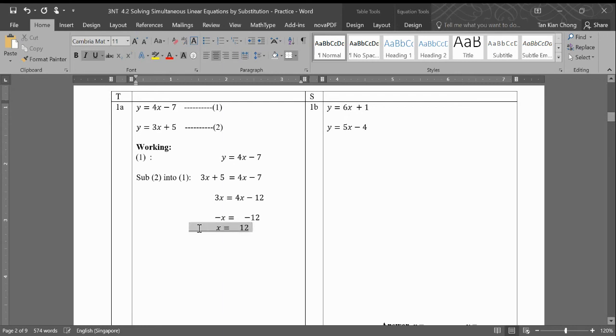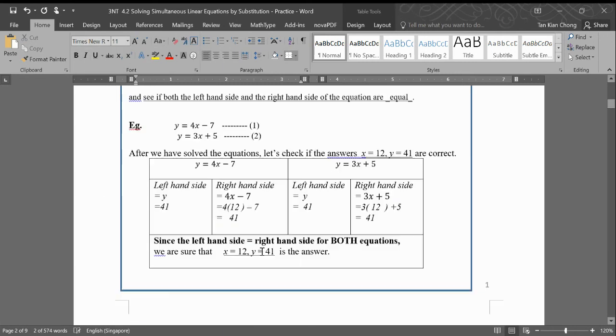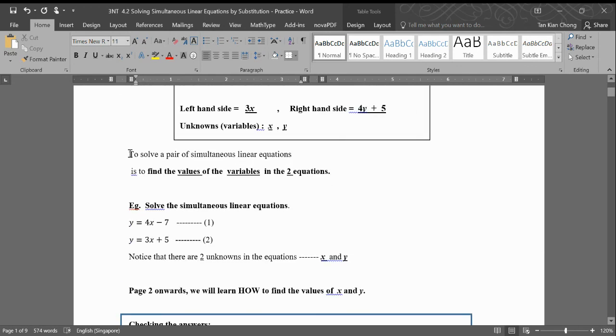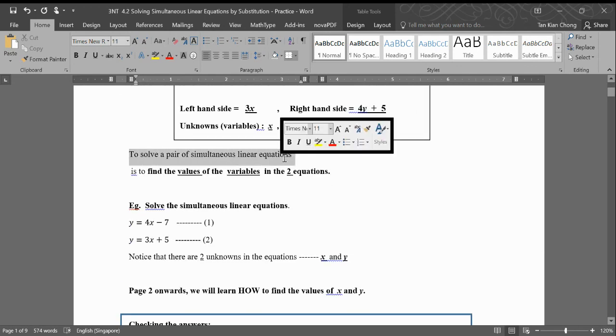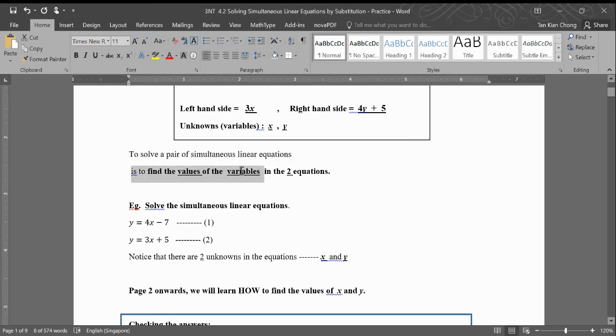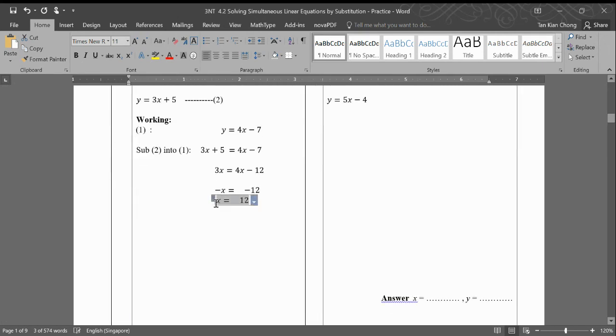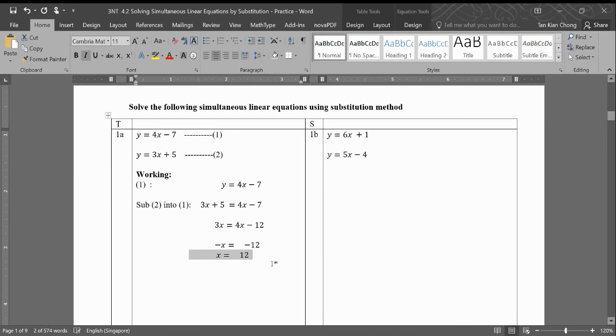Now, is this the end? No. If you remember, back on the first page, we mentioned that to solve a pair of simultaneous linear equations is to find the values of the variables in the two equations. And how many variables are there? There are two variables, and they are usually x and y. So now that we have found the value of x, I still got to find the value of y.